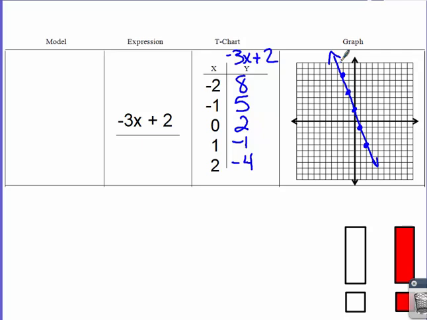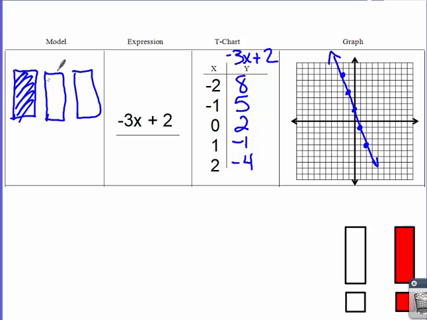So this says -3x. So that means I'm going to give me 3 longs, but then I'm going to shade them in. I'm going to close them up. And then 2 open squares. And there's the first part of BBOA 2, where I give you the expression, you give me the other 3.